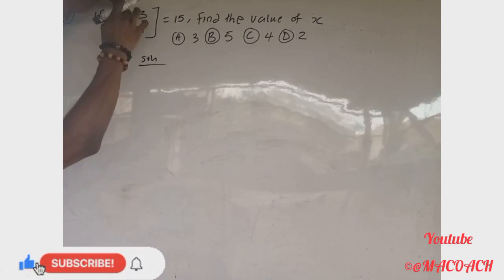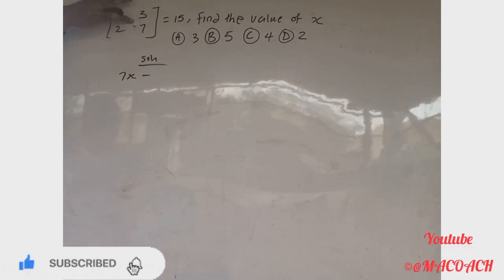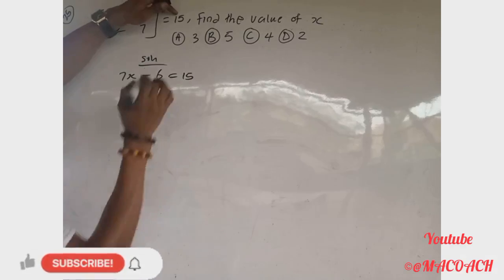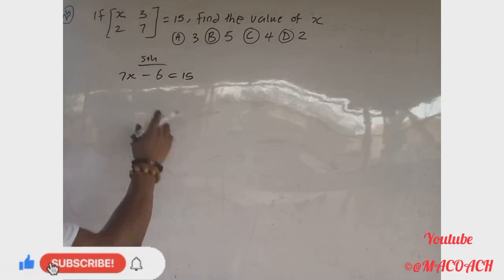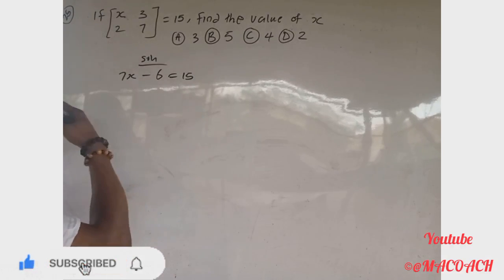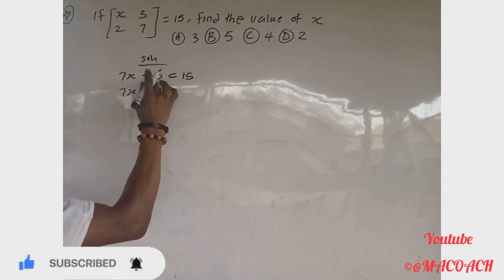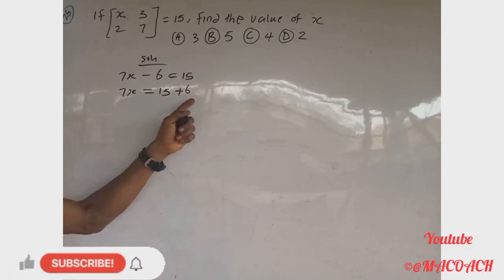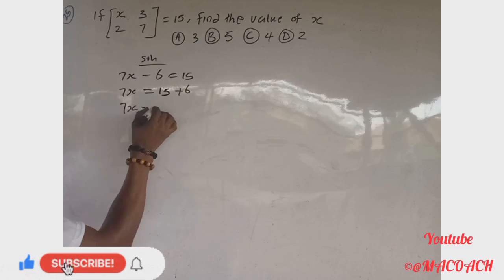We have S times 7, that's 7S, minus 3 times 2, we have 6, and we say that is equal to 15. So in this place, what we do here is collect the like terms. So when you collect the like terms, we have 7S equal to 15, this one comes over as plus 6. 15 plus 6, we get 21. So we have 7S equal to 21.